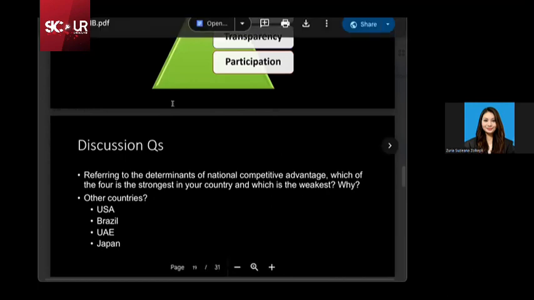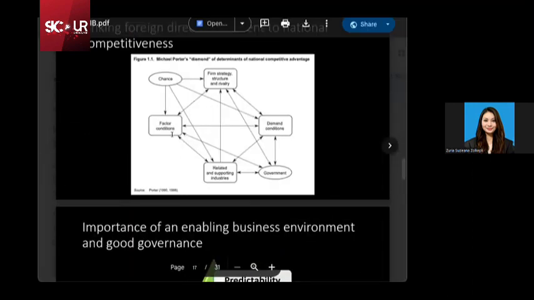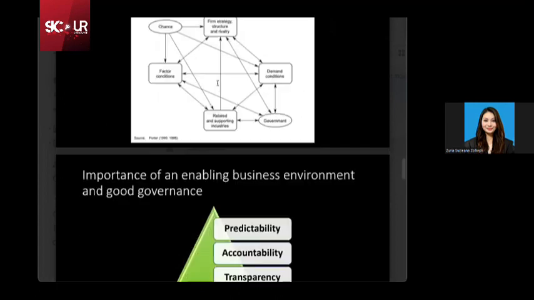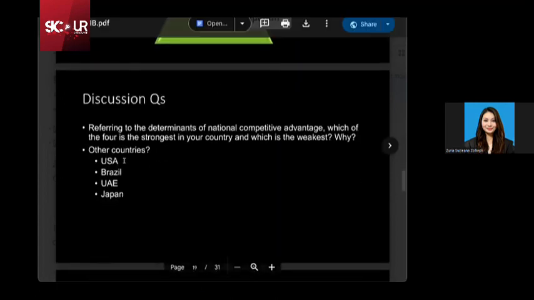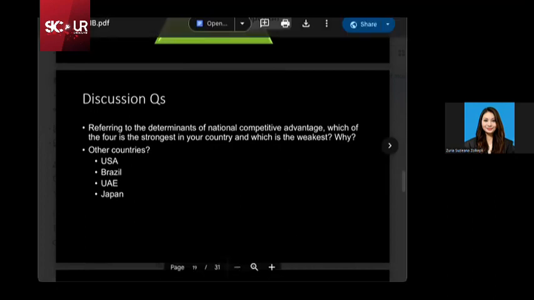Okay, which country, based on this factor condition, related and supporting industry, demand and firm, okay? So what about other countries? Which one is the strongest? Which one is the weakest? So I give you 5 minutes, and if you have the answer, just write it down here, and then we are going to discuss the answer later. Okay, so I give you 5 minutes. How to say their condition first?